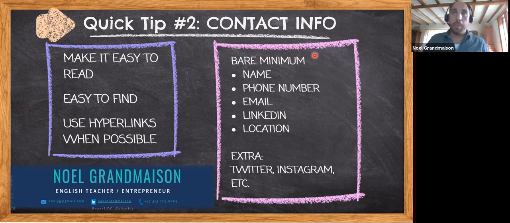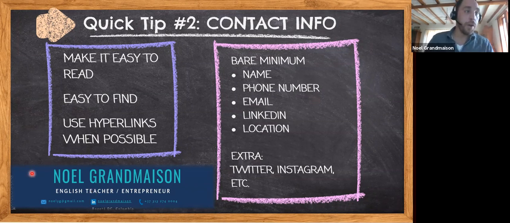You always want to include the bare minimum, okay? Your name, your phone number, your email, your LinkedIn, which I highly recommend, and your location. Okay, you don't need your address. Back in the old days, you'd have your street address. I know sometimes in Colombia, people put their cédula number. I don't recommend that. So keep it to a bare minimum.